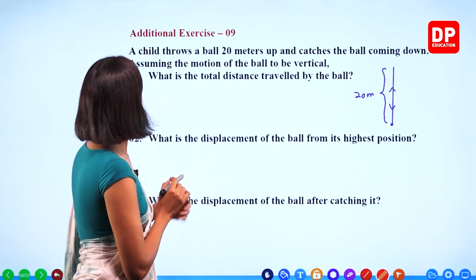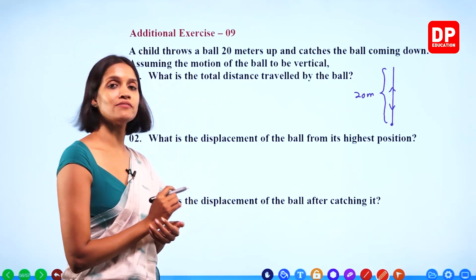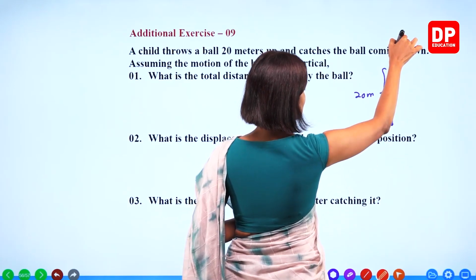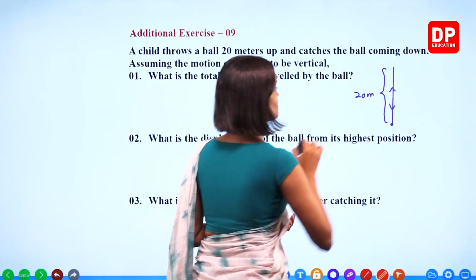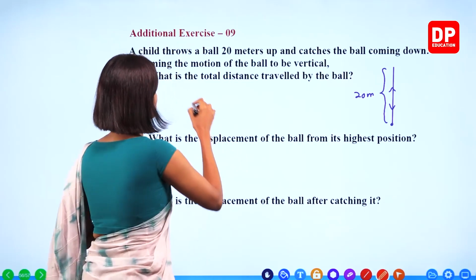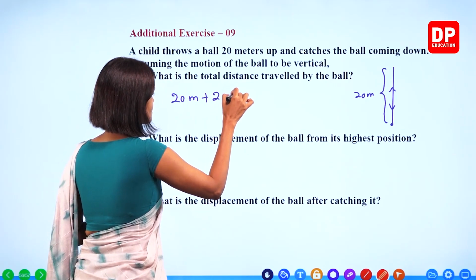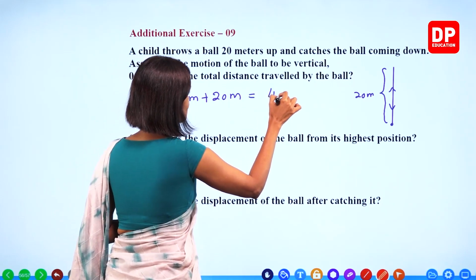Right, children? What is the total distance traveled? It goes 20 meters up. Again, it comes down another 20 meters. So 20 plus 20. 20 meters plus 20 meters equals 40 meters.